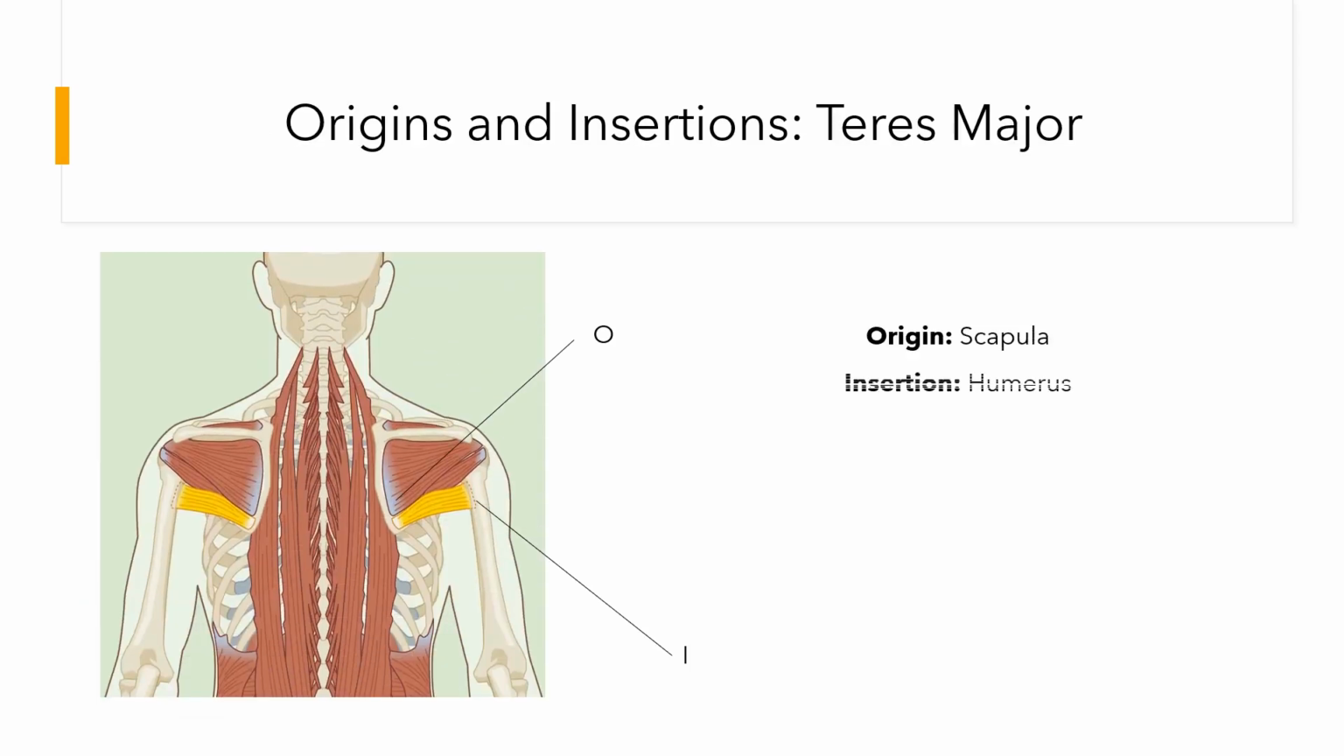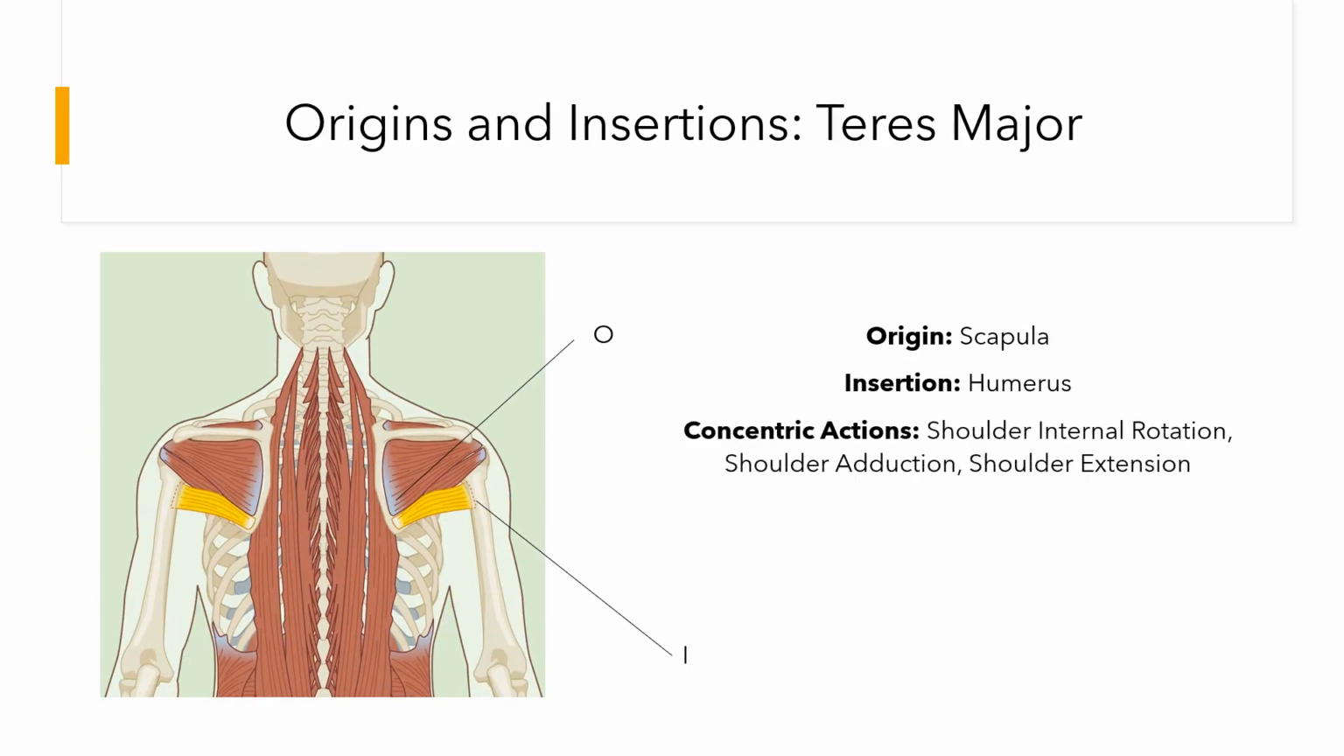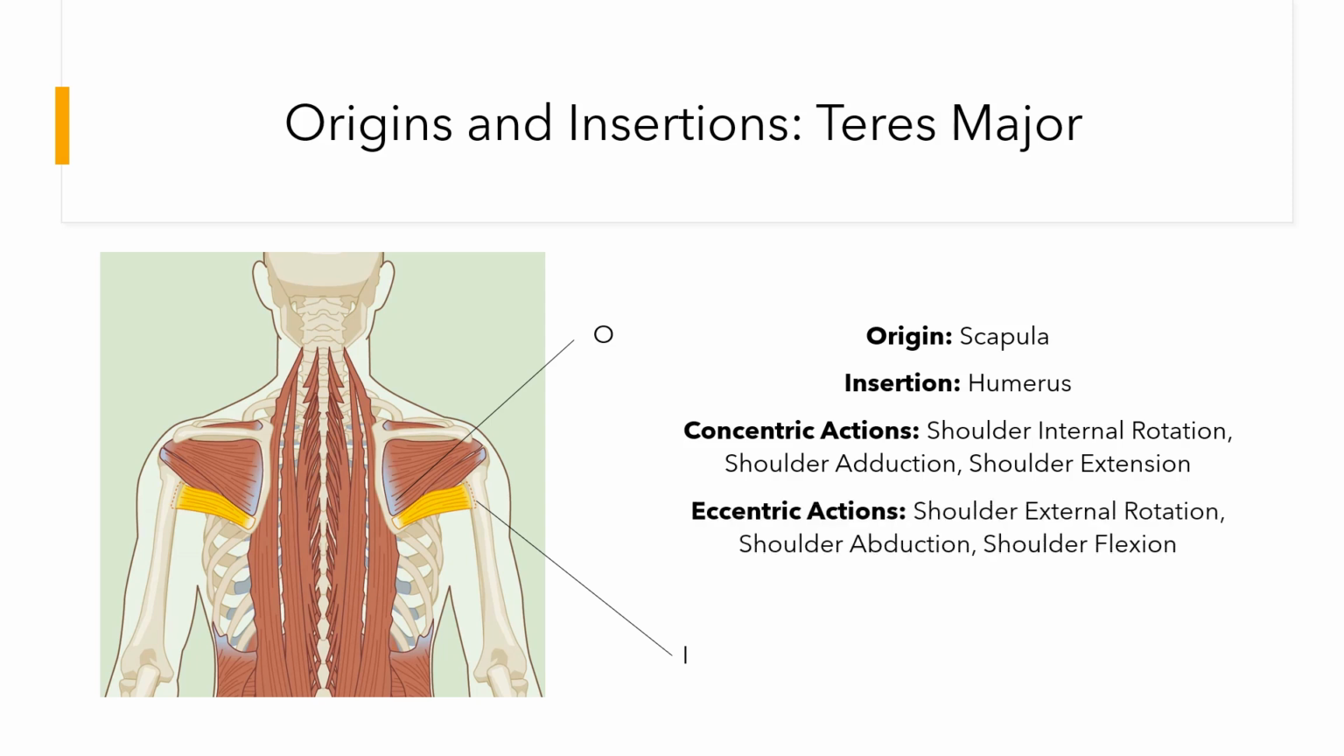Then you've got the teres major, which isn't actually part of the rotator cuff group. It originates at the scapula and it inserts into the humerus. Quite an important muscle. It allows you to internally rotate your shoulder, adduct your shoulder, and extend your shoulder. But remember, it's not part of the true rotator cuff group. Eccentrically, you're going to get external rotation, abduction, and shoulder flexion.